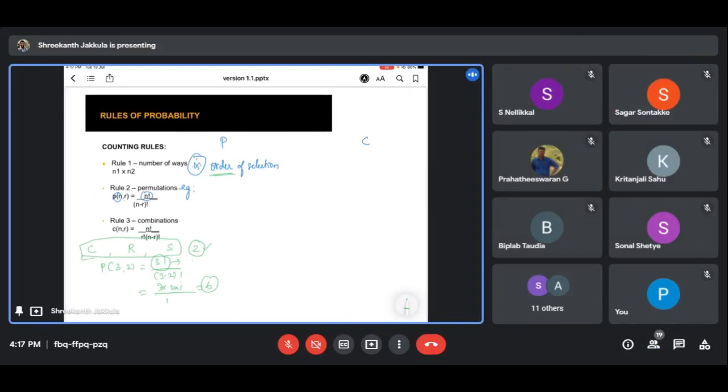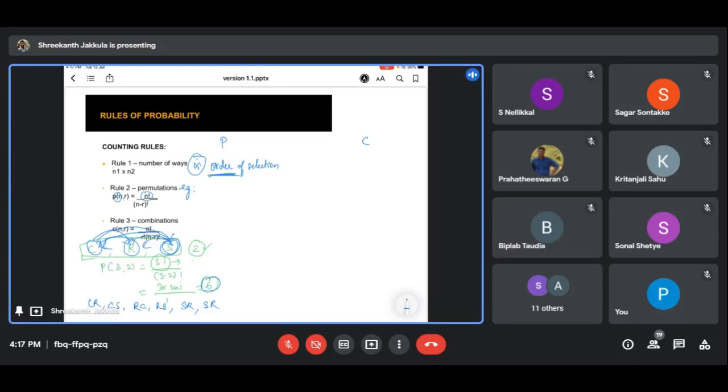What are the 6 ways? Either it can be chemotherapy plus radiation, or chemotherapy plus surgery. Otherwise, radiation plus chemotherapy or radiation plus surgery, or surgery plus chemotherapy or surgery plus radiotherapy. So now you can see very well that order of selection is very important. That's why we have 6 ways.